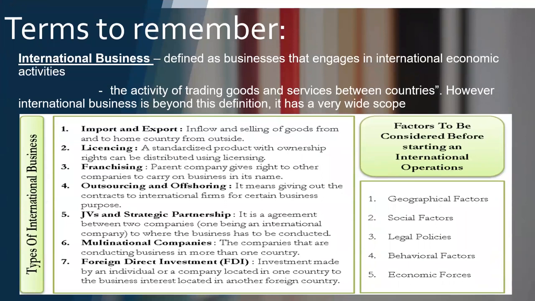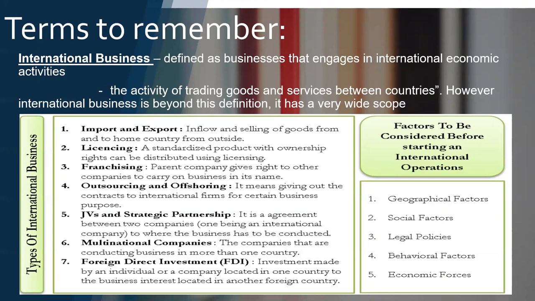Now, these are the terms that you have to remember. I already defined international business. So these are the types of international businesses. If you are a businessman and you want to engage in international transactions, these are the things that you can do. It's either you import or export, the inflow and selling of goods from and to the home country from outside. You can be licensing a standardized product with ownership rights, which can be distributed using licensing, like Honda. Honda is not made in the Philippines. Honda is a Japanese product. So those license distributors actually acquire a license from Honda that they are qualified to sell Honda.